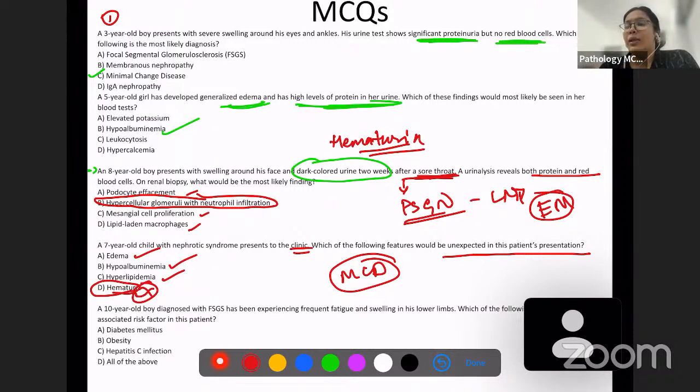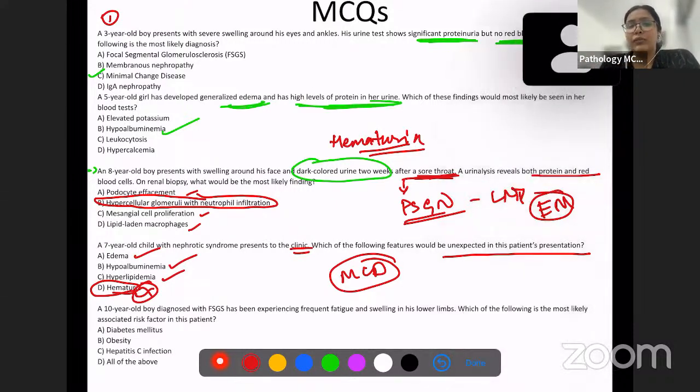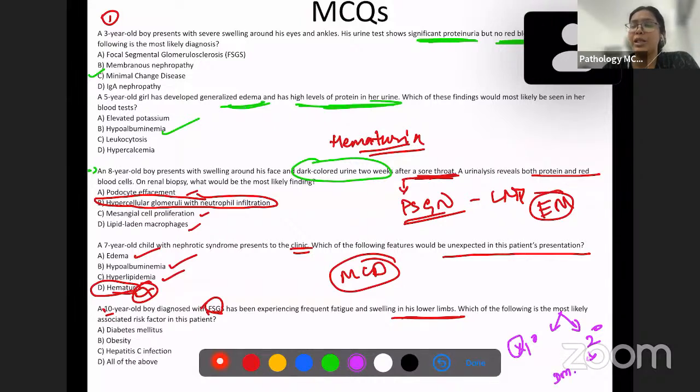Again, next question. A 10-year-old boy is diagnosed with FSGS and has been experiencing frequent fatigue and swelling over his lips. Which of the following is the most likely associated risk factor for this patient? Now we know the patient is diagnosed with FSGS. Okay, so 10-year-old boy, usually primary, then we know that there are two types of FSGS: primary FSGS and secondary FSGS. Primary FSGS does not have any risk factors, and secondary FSGS may have multiple risk factors like diabetes mellitus, obesity, and even hepatitis C infection. So all of these are risk factors of FSGS.